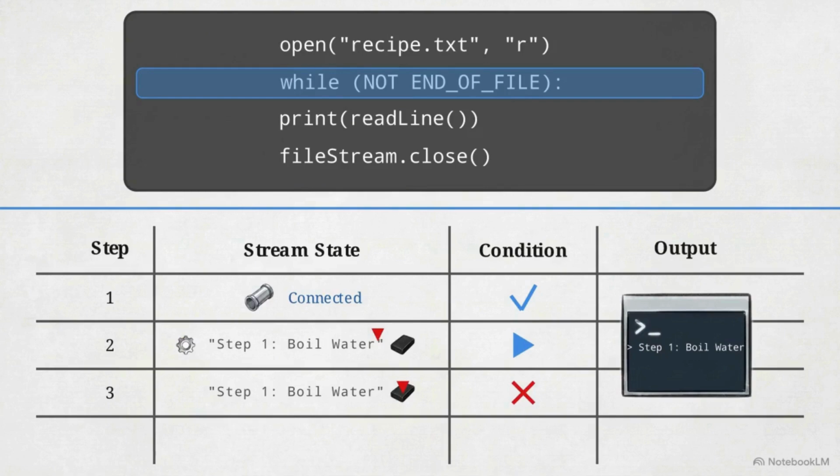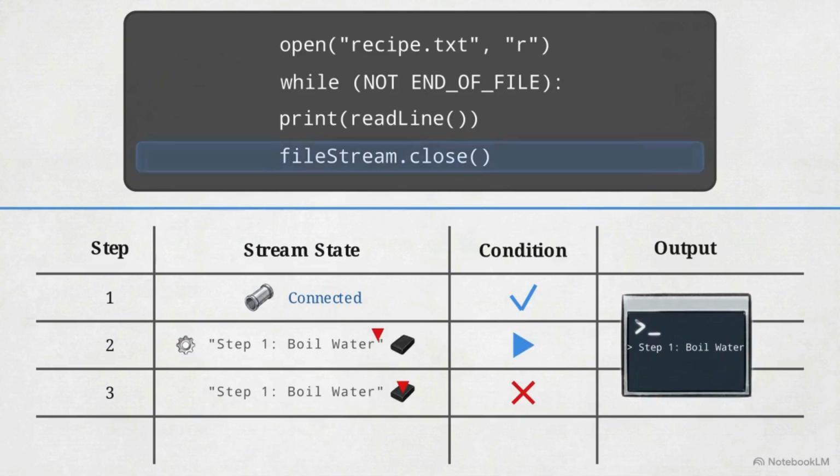The loop then restarts, but this time the stream pointer hits that EOF marker, the loop condition evaluates to false, and the code execution immediately breaks out of the loop block. There is one final action required. The program executes a stream cleanup, safely closing the file pointer and disconnecting the data pipeline.